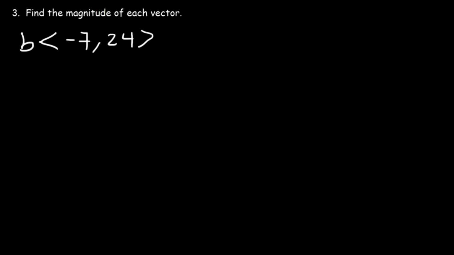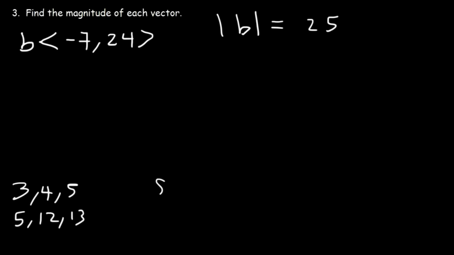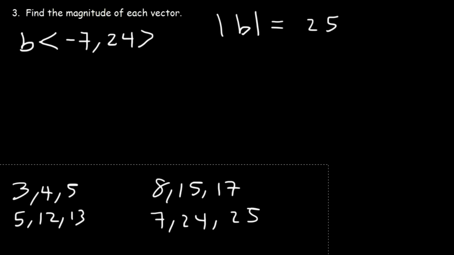Try this one. Find the magnitude of vector b. Let's say it's negative 7, 24. Go ahead and figure this out. If you're familiar with your special right triangles, you know the answer is 25. Here are some numbers that you need to know. There's a 3, 4, 5 right triangle, the 5, 12, 13 triangle, then there's the 8, 15, 17 triangle, and also the 7, 24, 25 triangle. But for the sake of practice, let's just go ahead and do the math.